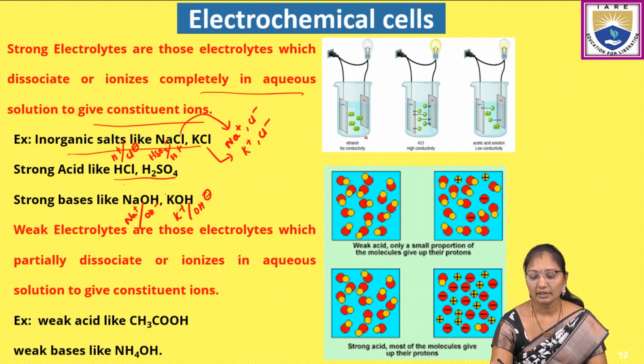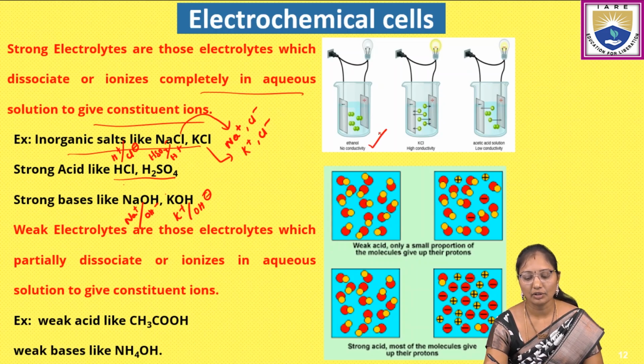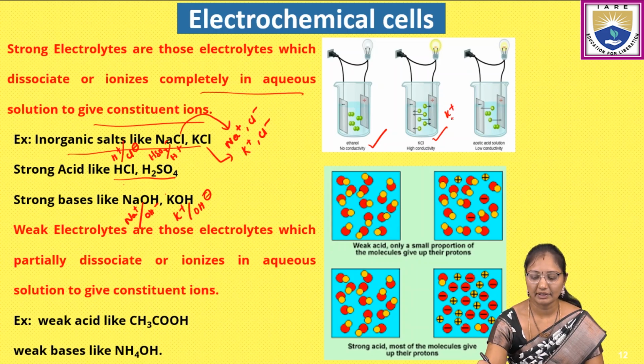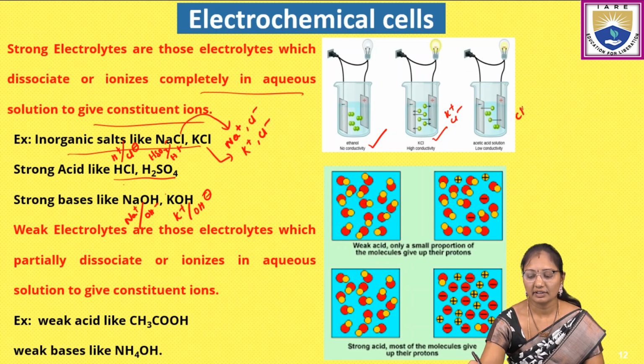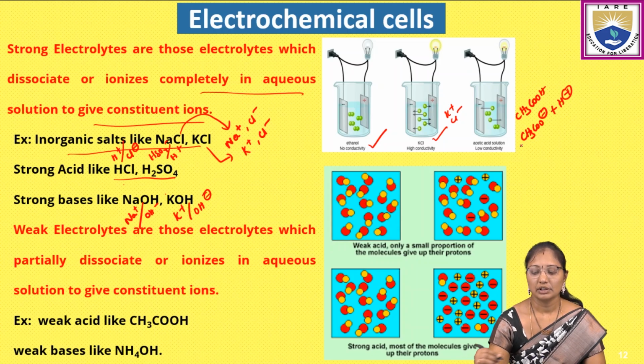Ethanol produces no ions, so it has no conductivity. KCl has high conductivity because it splits into K plus and Cl minus. Acetic acid solution, CH3COOH, has low conductivity. It forms CH3COO minus and H plus ions, so this is a low conductivity acid.